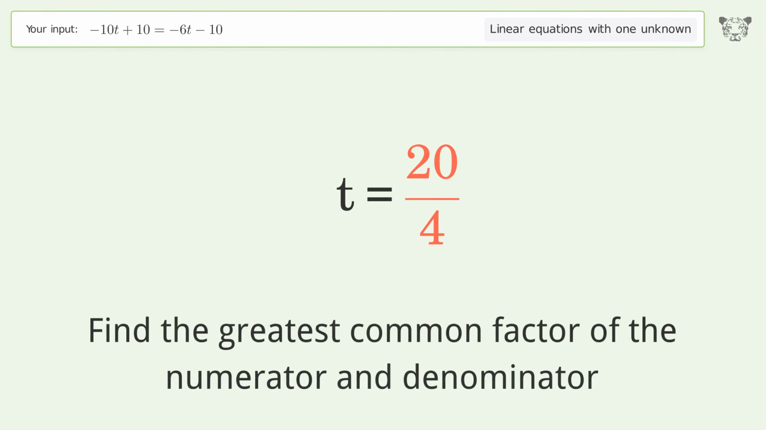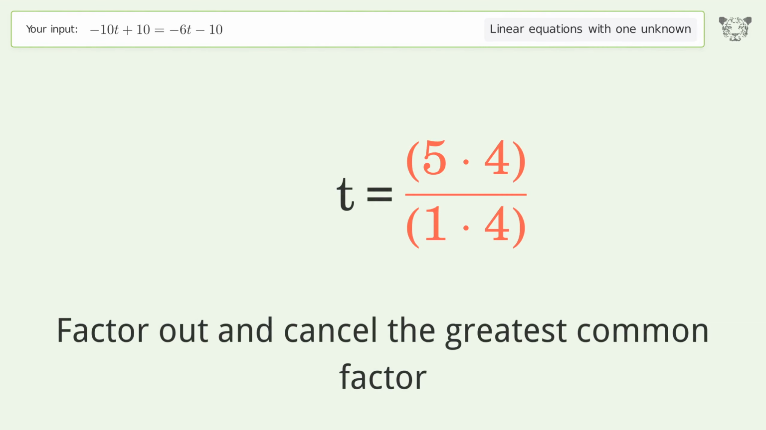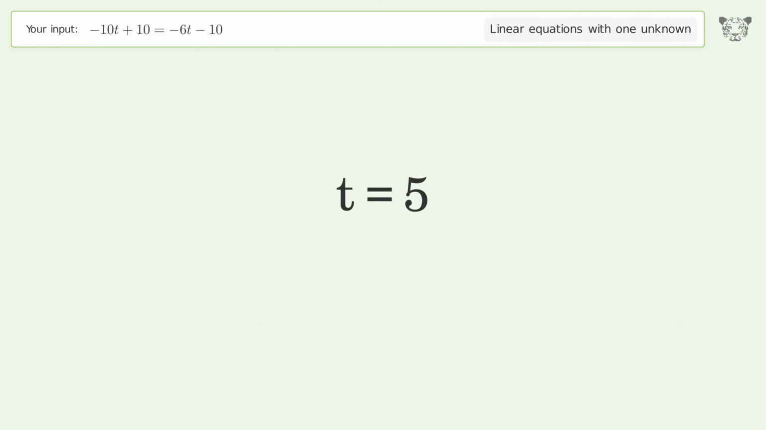Find the greatest common factor of the numerator and denominator. Factor out and cancel the greatest common factor. And so the final result is t equals 5.